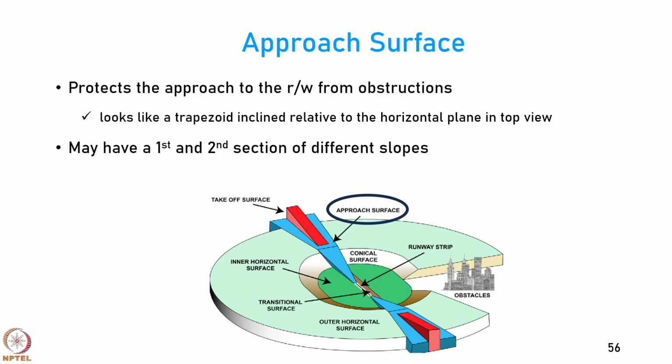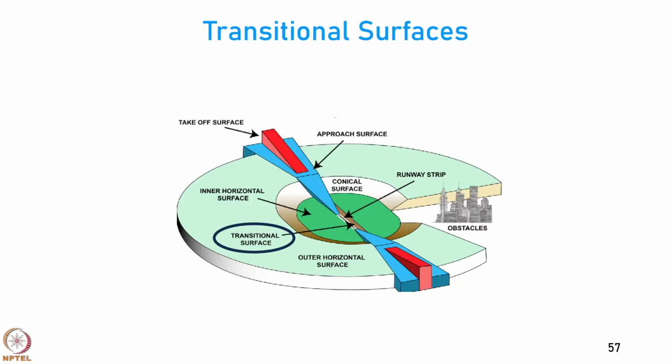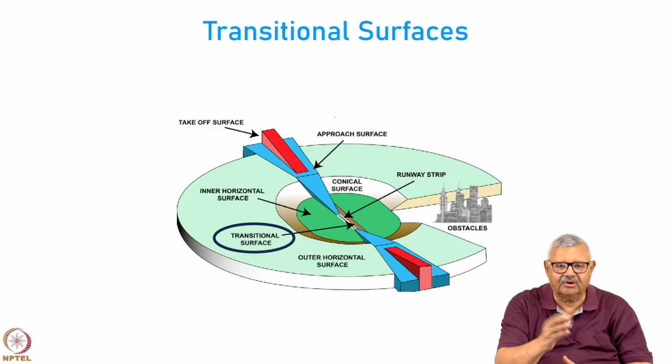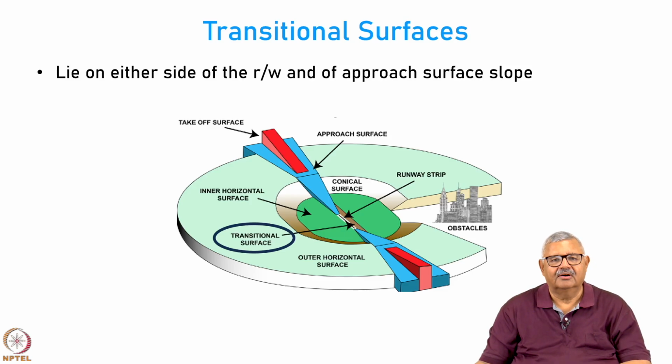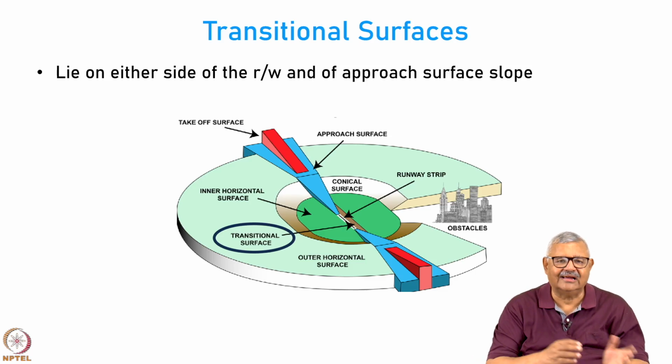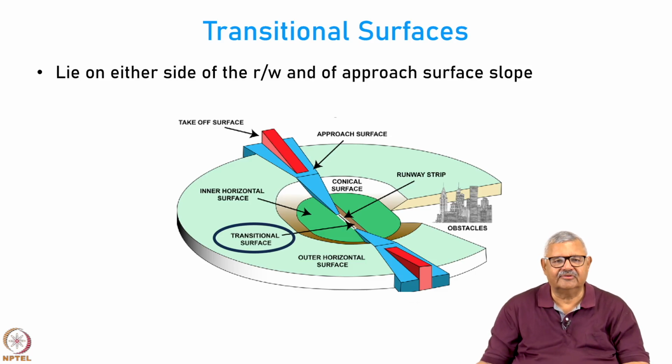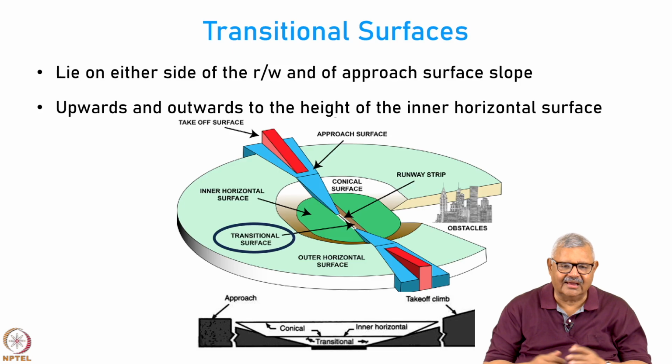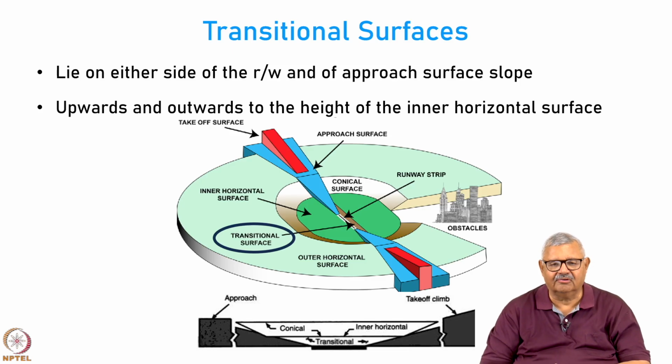And in some cases you may have some sections in that, first, second sections of the different slopes, that also is possible. Okay. Then we have the transitional surface, the surface that is shown in the brown color in the center of the airport, but only one side is shown because it is an isometric view. Actually, it is on both sides of the runway strip. Okay. So, this lies on either side of the runway and of the approach surface slope, and it is upwards and outwards to the height of the inner horizontal surface.